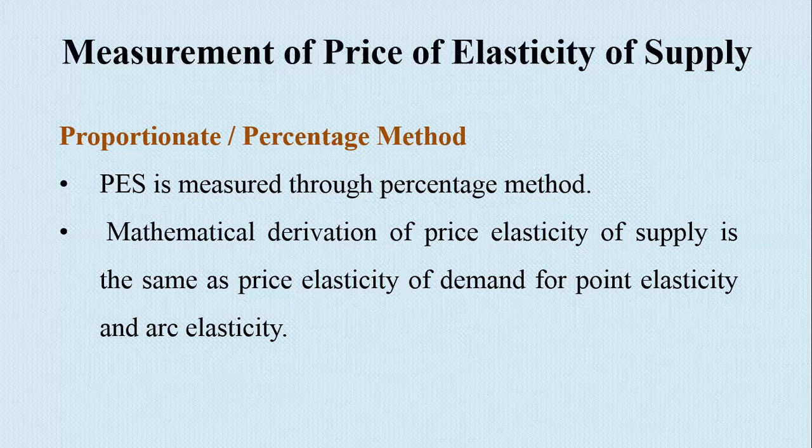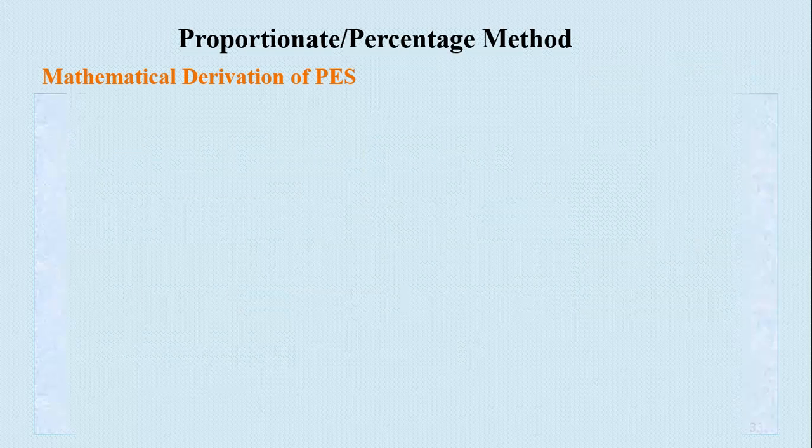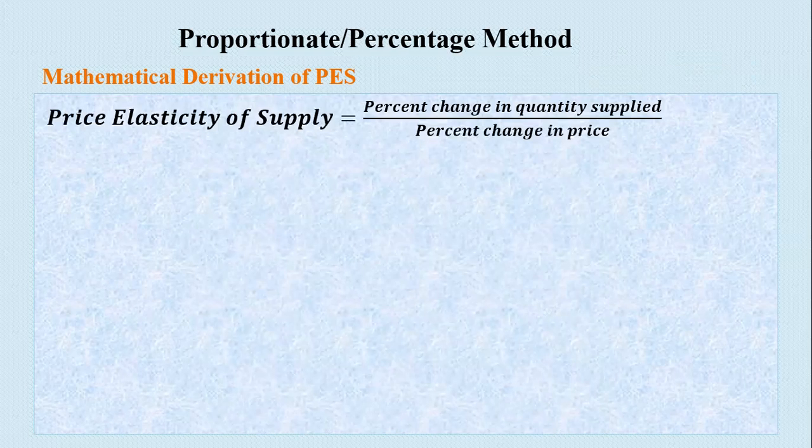Now let's start with the derivations. Proportionate or the percentage method. We'll start with the mathematical derivation for the proportionate method for deriving price elasticity of supply, which is indicated as PES. The formula is: price elasticity of supply is the percentage change in quantity supplied to the percentage change in price. If you remember, this formula is the same as the one we calculated for the price elasticity of demand.